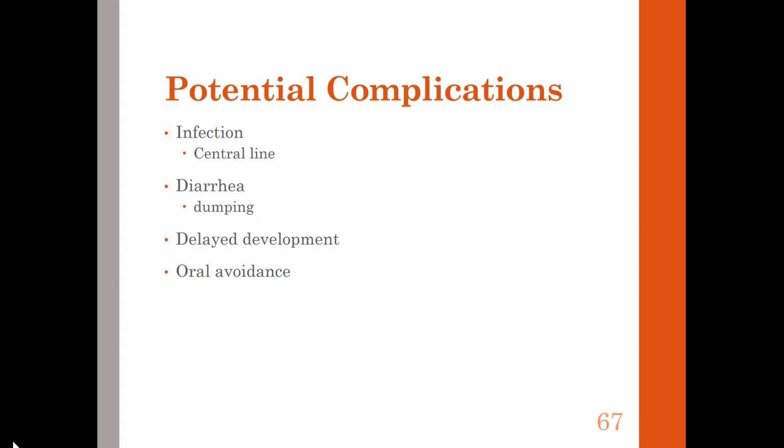If they have a central line, or even if they have a G-tube, preventing infection is important. So hand washing, looking at that dressing and changing the dressing when needed, and sterility when you're accessing that central line and all of that. Diarrhea can also be a potential complication. Dumping syndrome can obviously affect electrolytes if they are just having diarrhea.